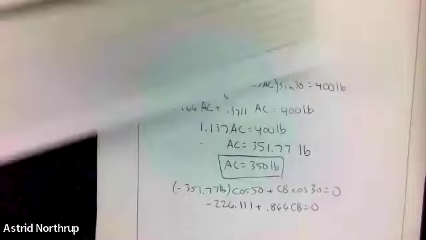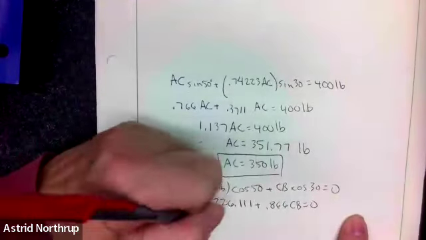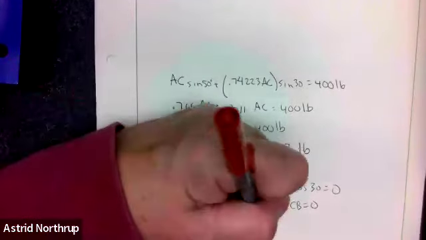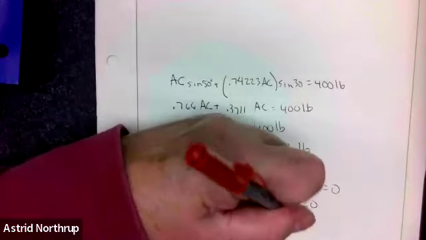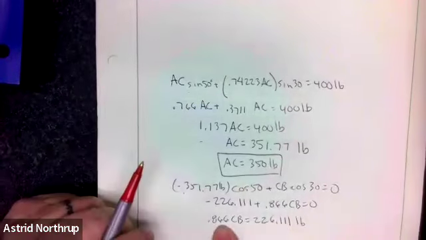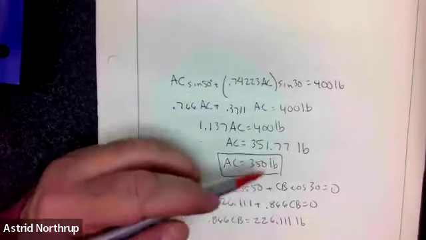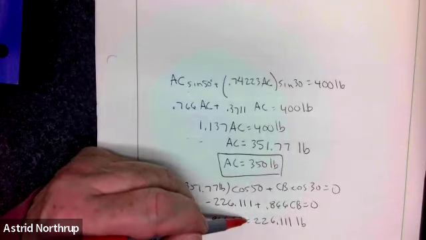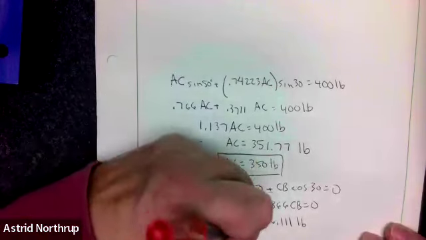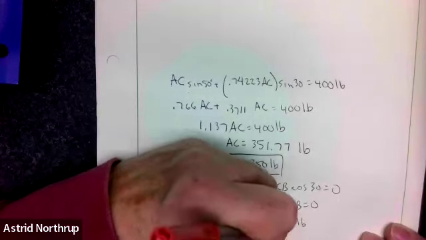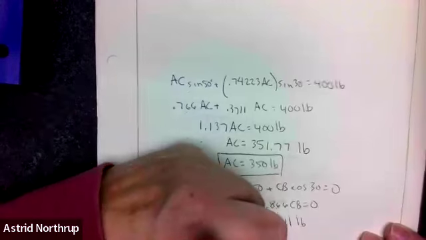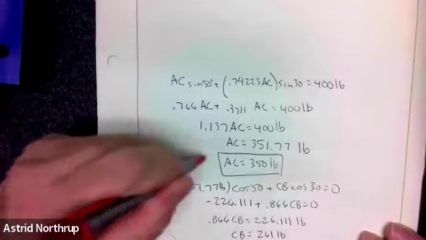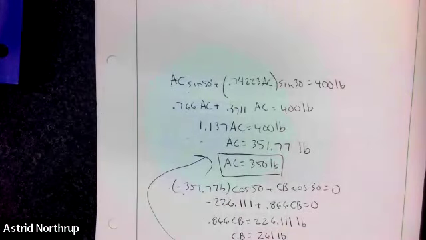And there's a negative right there. I forgot to carry down. All right, so then I bring this over as a positive and I get 0.866 CB equals 226.111. It's all in pounds. So I divide both sides by 0.866, and I get a value of CB equals 261 pounds, which I would round to 260 pounds. All right. And there's the answer to both of those.